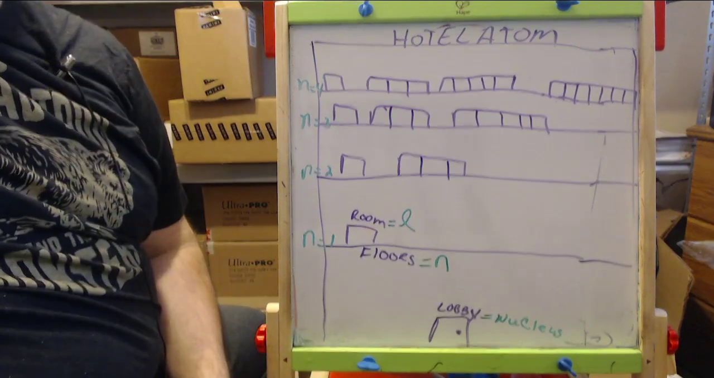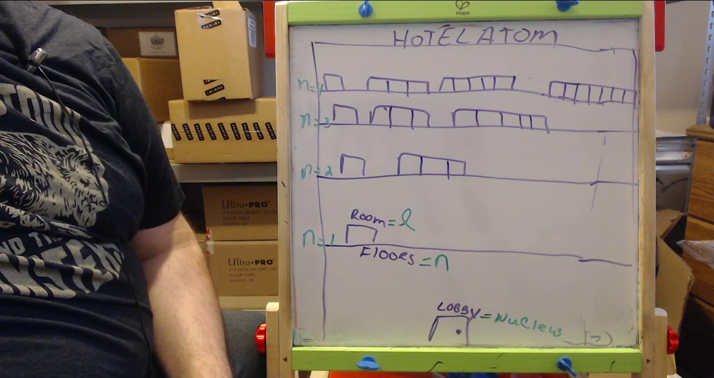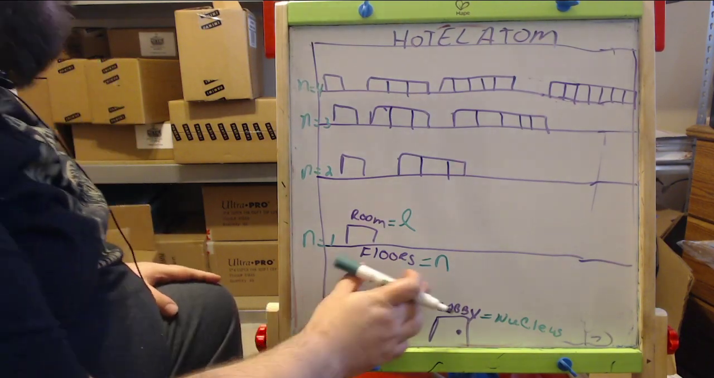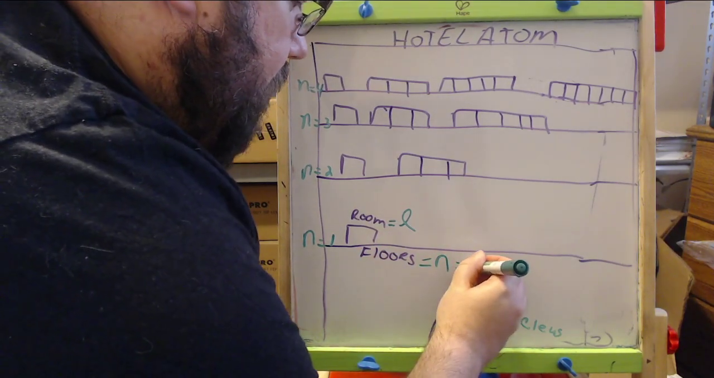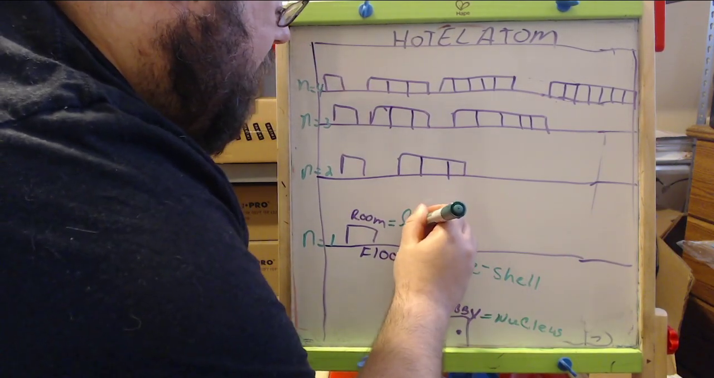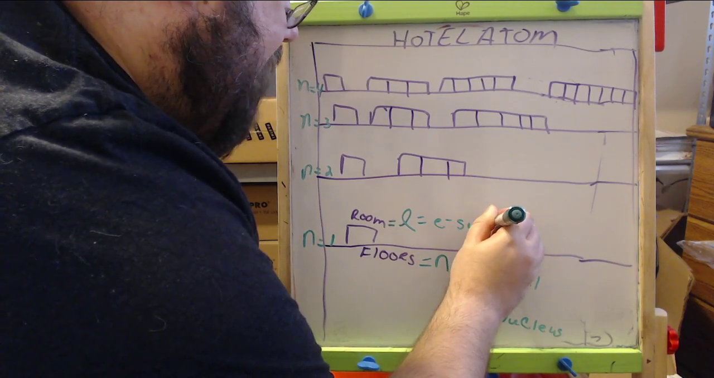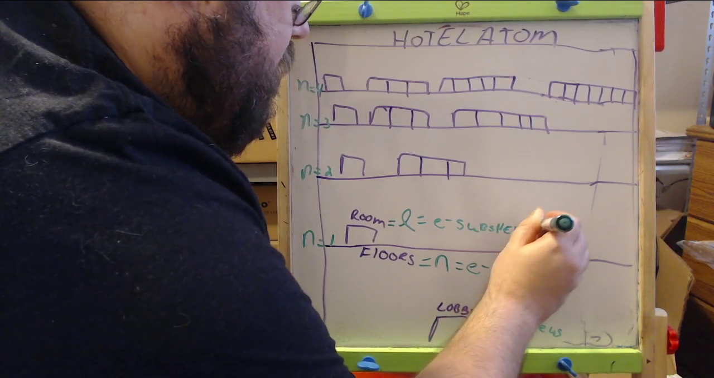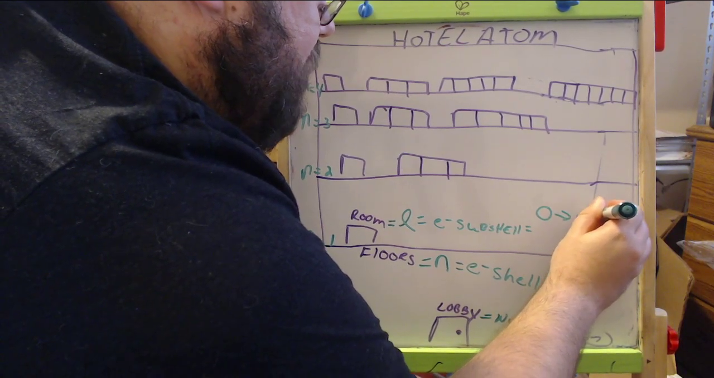Okay? So that's our second quantum number, which is a letter. Now, n is known as our electron shell. L is known as our electron subshell. And the way we calculate it is 0 to n minus 1.